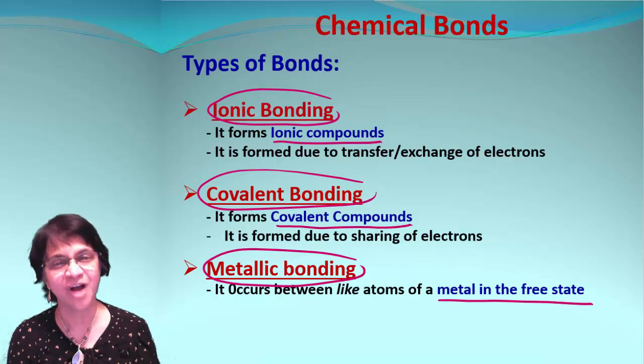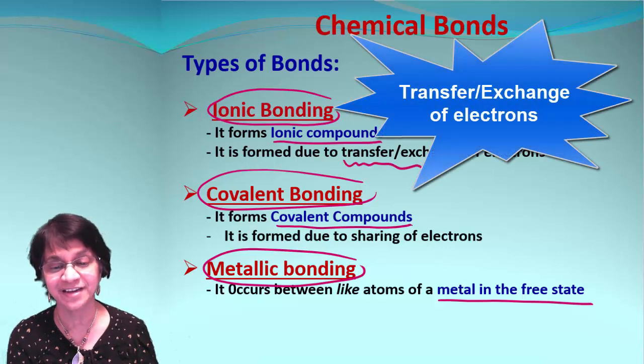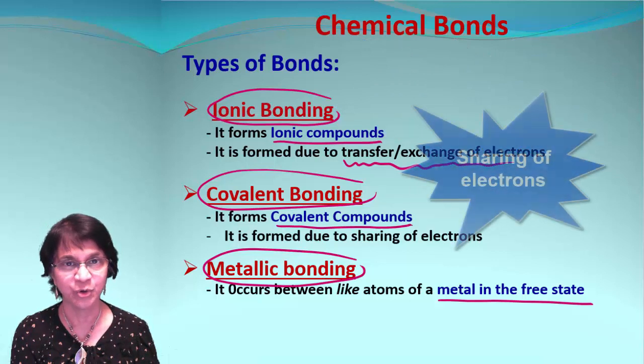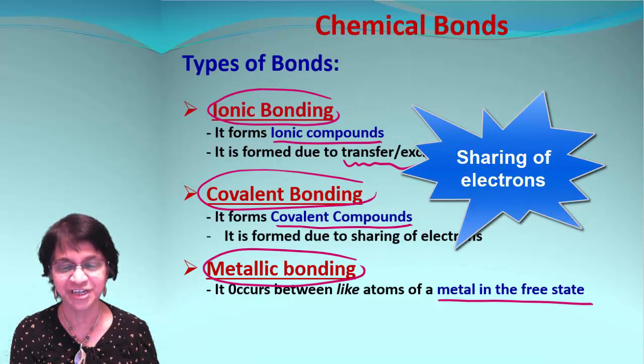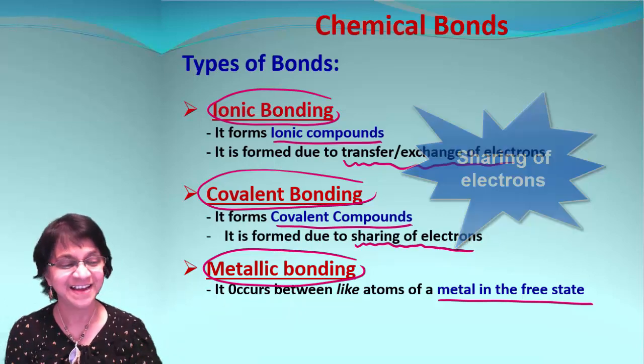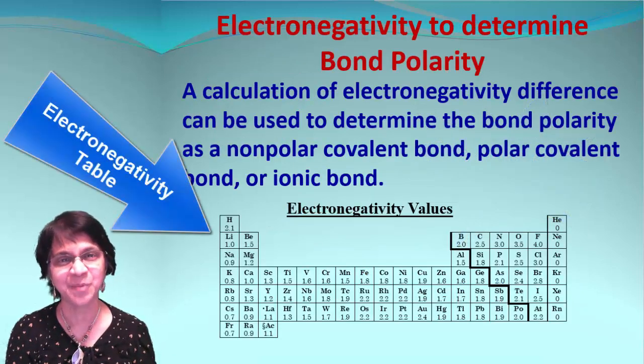How does the bonding occur in all these compounds? For ionic compounds, it is transfer or exchange of electrons. For covalent compounds, they share and care. So it's sharing of the electrons. Let's find out how electronegativity can help us find the bond polarity.